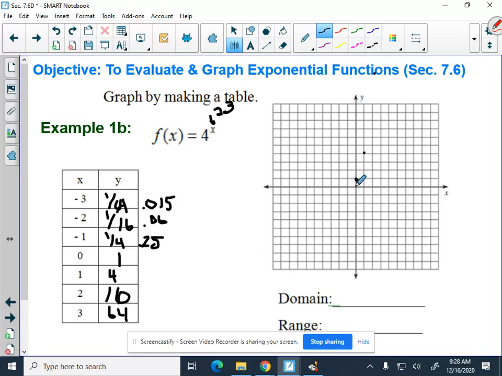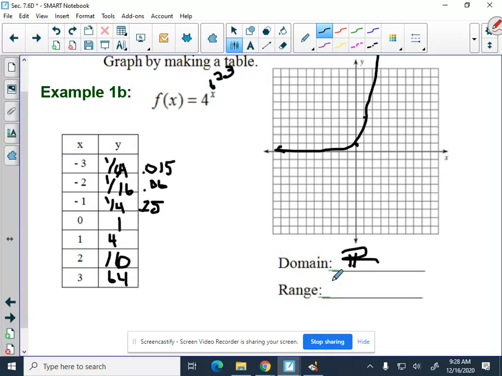Now, -3, -1, -2, -3. You're barely above the line, barely. So here's what this one looks like. This one, it doesn't cross the line, but it zooms up fast. Now the domain again is all real numbers, because I could keep putting numbers in that are extremely negative, numbers that are positive, but the range again, y is still above that 0 line, so y is greater than 0.